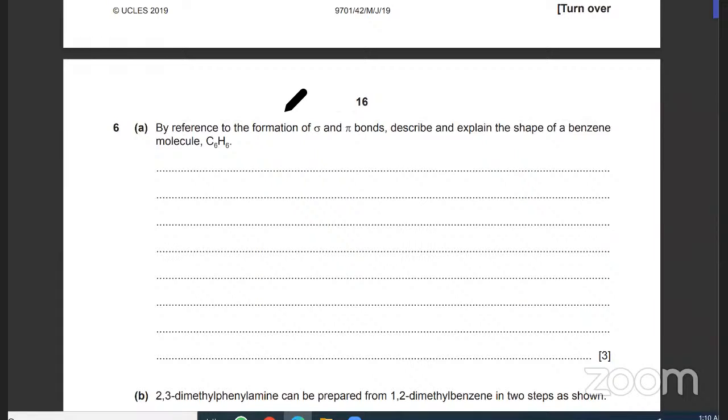So let's do this very frequently asked question, which is about the structure of benzene. By reference to the formation of sigma and pi bonds, describe and explain the shape of a benzene molecule, C6H6. You can talk about everything about benzene. That is, the carbon is sp2 hybridized. It's trigonal planar.